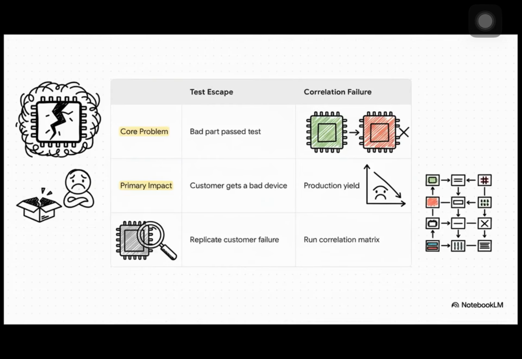A test escape is your worst nightmare. A bad part somehow passed all your tests and failed out in the field at the customer site. That's a major quality crisis. A correlation failure is more of an internal headache. That's when a perfectly good part passes on one tester but fails on another, which just tanks your yield and efficiency. As you can see, they have totally different impacts and require very different first steps.